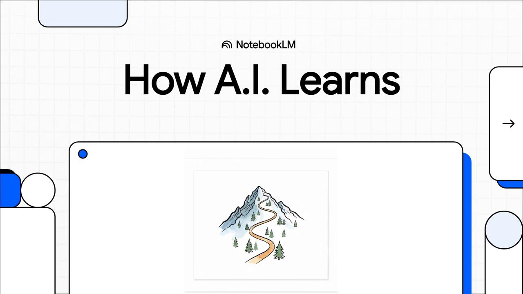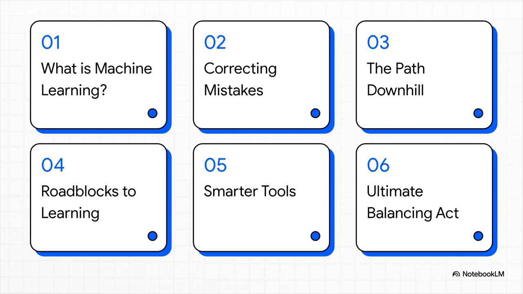AI really learns. So here's our roadmap. First, we'll get a handle on what machine learning actually is. Then we'll see how an AI figures out it messed up and starts correcting itself. We're going to follow its path to find the best answer, look at the roadblocks that trip it up, explore the seriously smart tools it uses to get around them, and we'll finish up with the ultimate balancing act that every AI has to master to be truly intelligent.